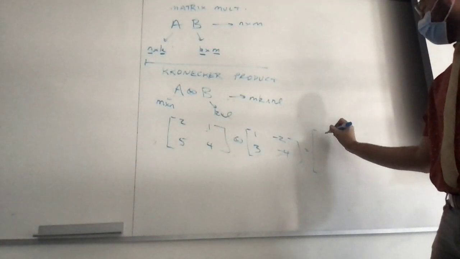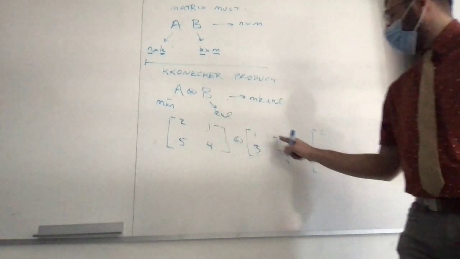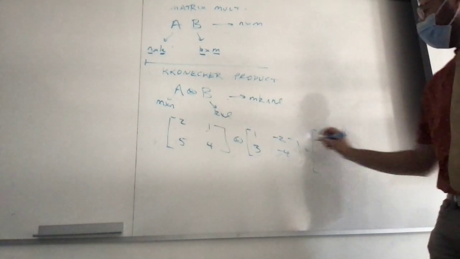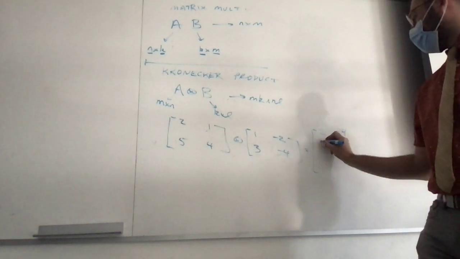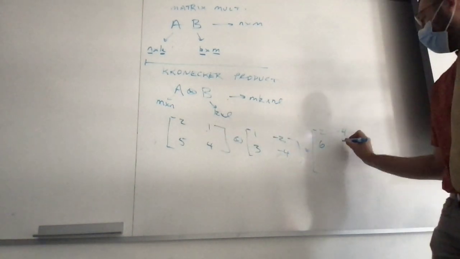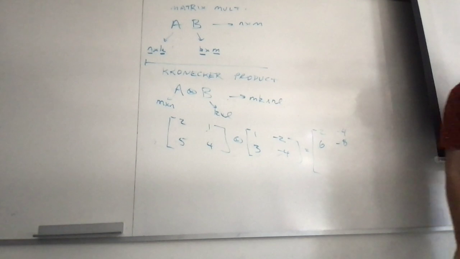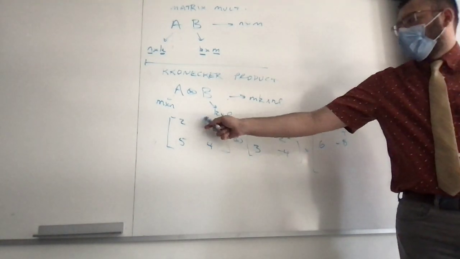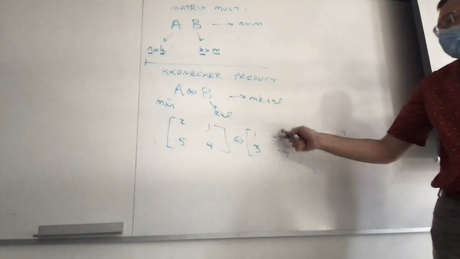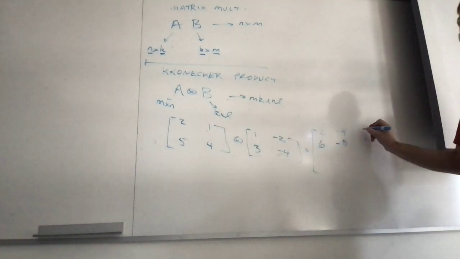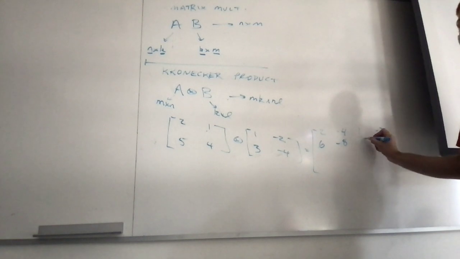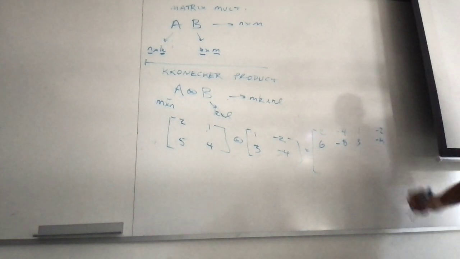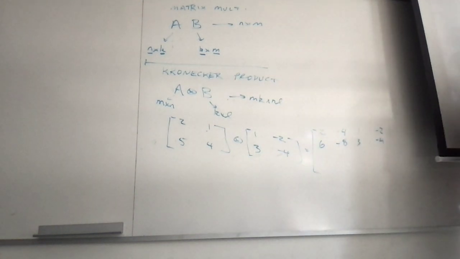So 2 times 1 is 2. 2 times negative 2 is negative 4. 2 times 3 is 6. 2 times negative 4 is negative 8. Right? So now we're going on to the 1. We're going to do 1 times everything in this matrix, so it'll just be 1, minus 2, 3, minus 4. You see how I'm getting this?